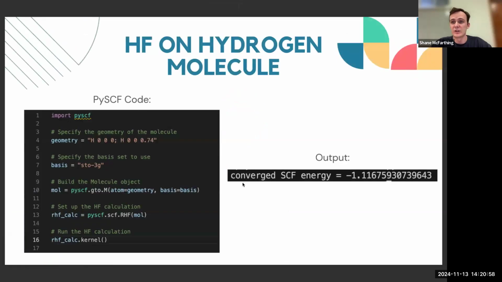So just to help you visualize how you would even apply this, if we take a look at some code that would allow us to run a Hartree-Fock calculation on a hydrogen molecule, there's a very useful open source Python library called PySCF.